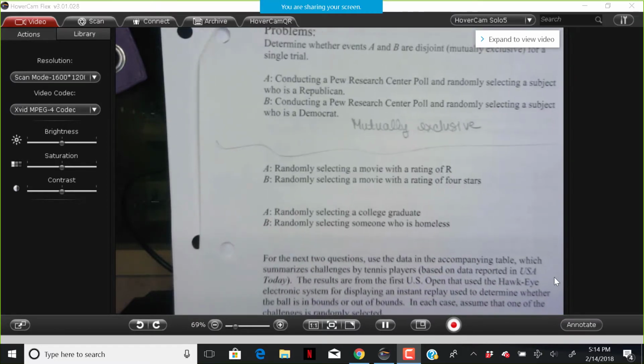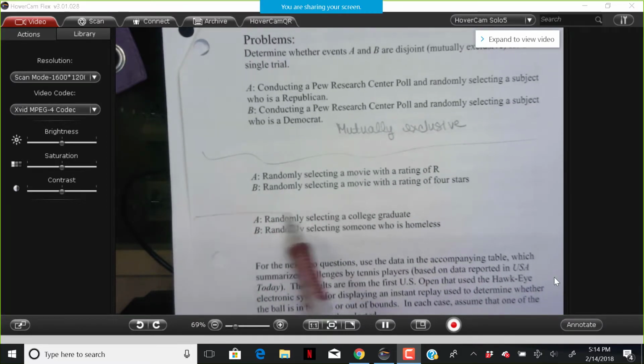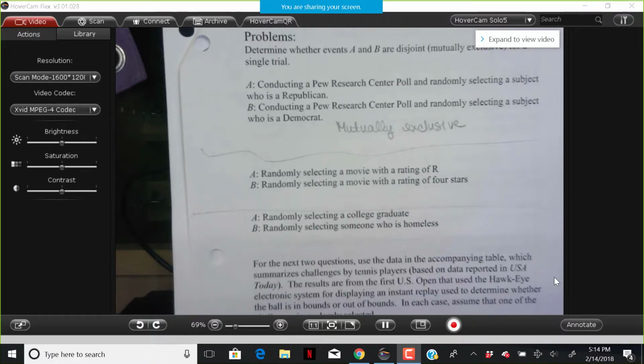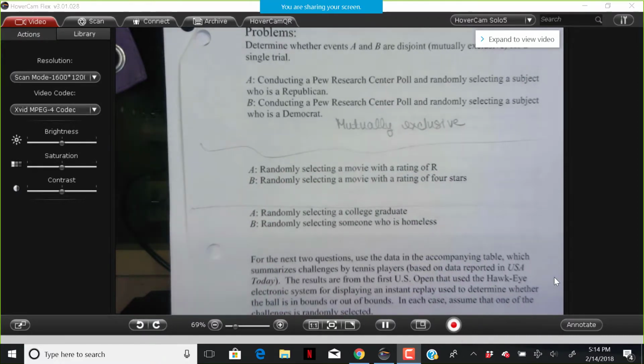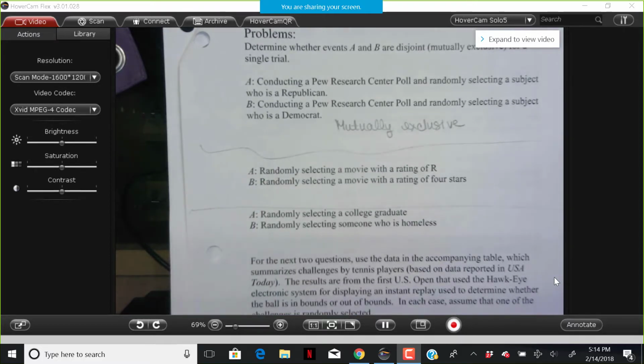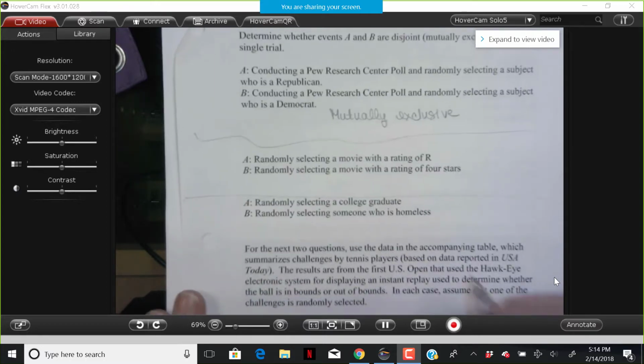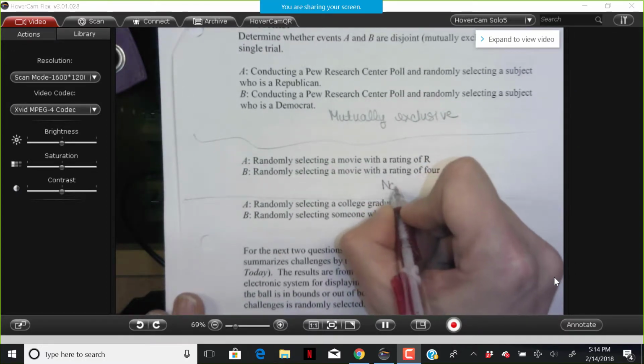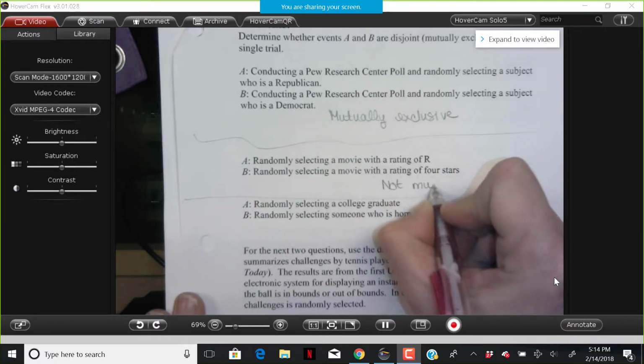Okay, so the next pair of events. The first thing is randomly selecting a movie with a rating of R, and then event B is randomly select a movie with a rating of 4 stars. So think of, if you select one movie, could both of those things be true about the movie? Absolutely. Yes. So these are not mutually exclusive. And I'm just going to abbreviate.